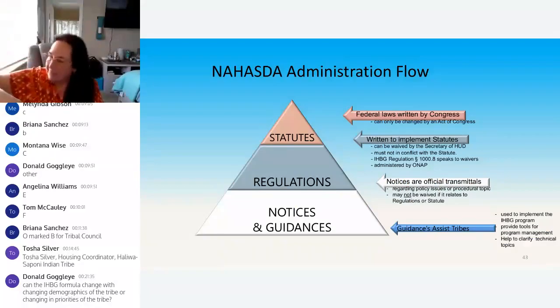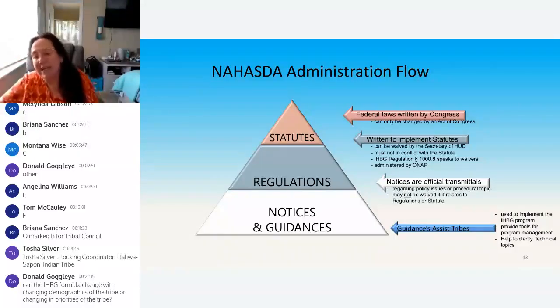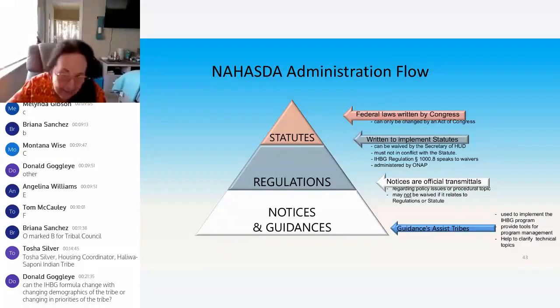a statute is that federal law written by Congress, only to be changed by an act of Congress. Our regulations were written to implement the statutes. They can be waived by the Secretary of HUD. They cannot conflict with the statute. And our notices would be the official transmittals regarding policy issues, procedural topics, regulation, or statute. And the guidances are actually written to assist our tribe. They're used to implement the block grant program, provide tools for program management, and help clarify our technical topics.